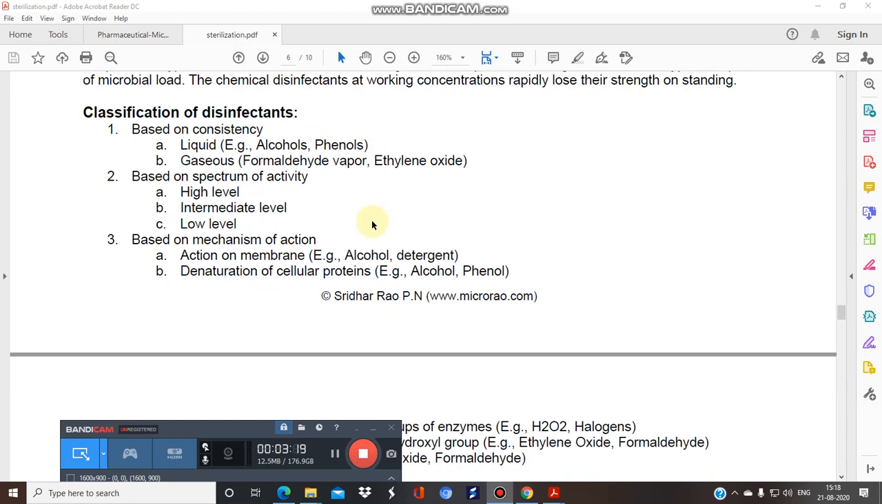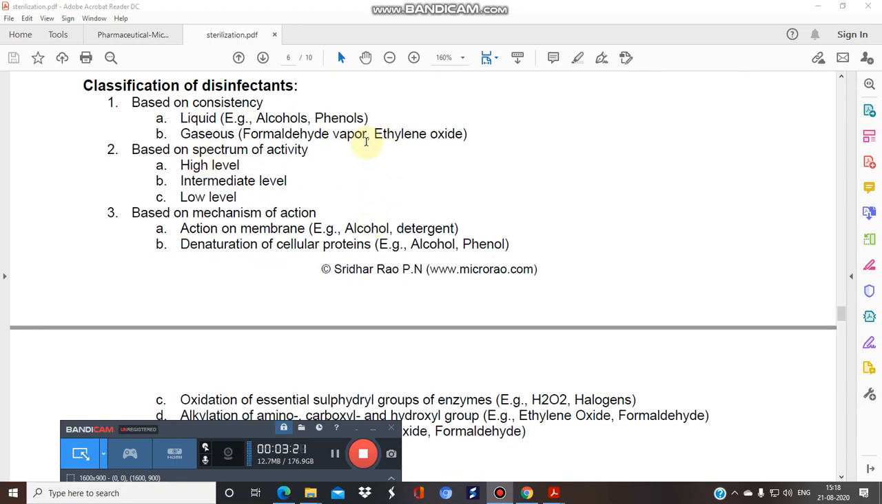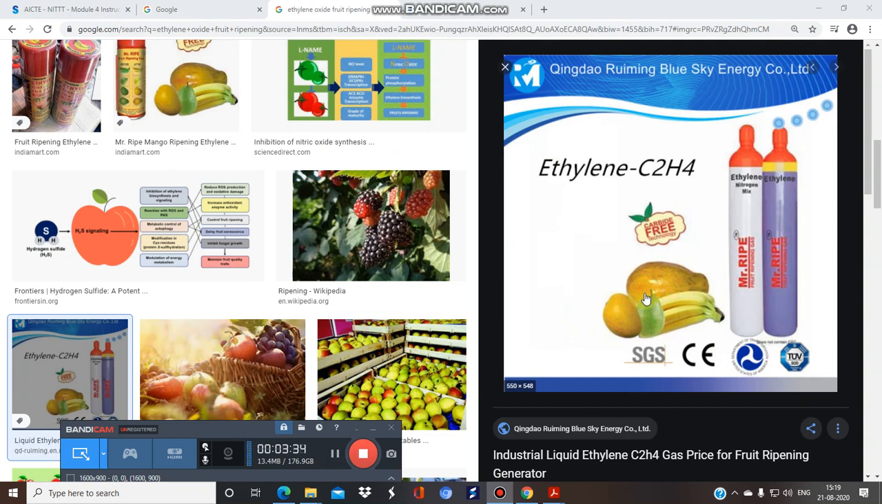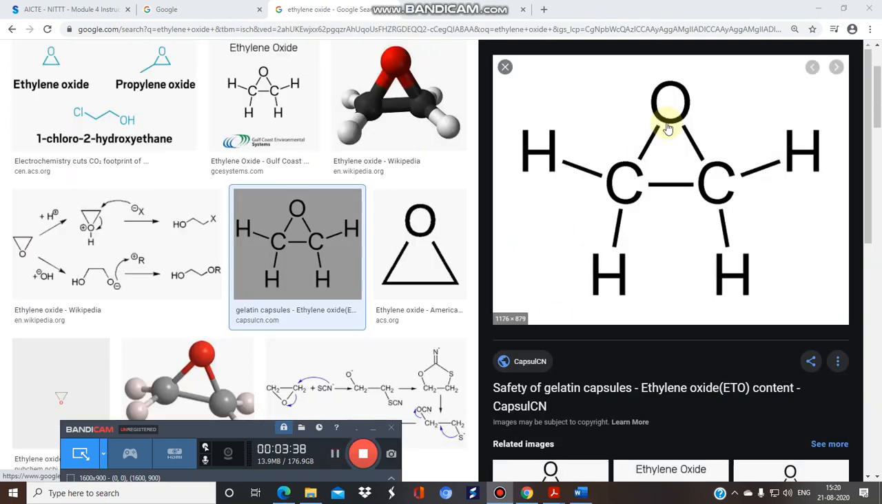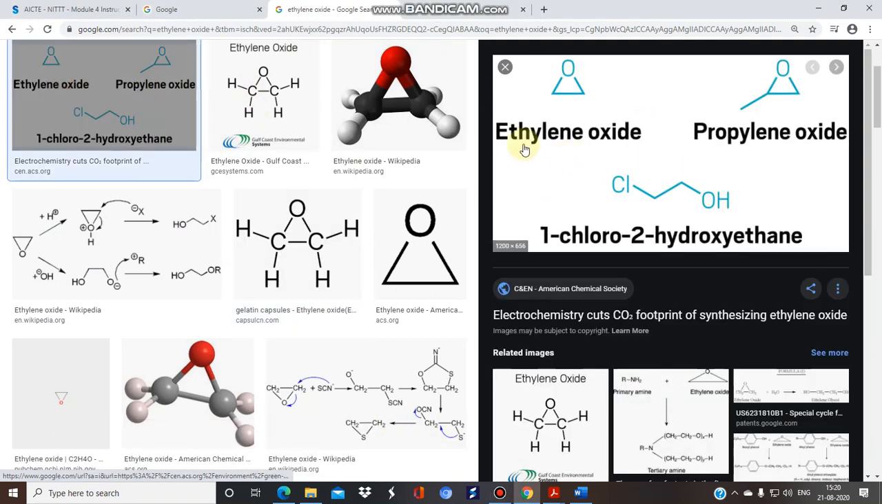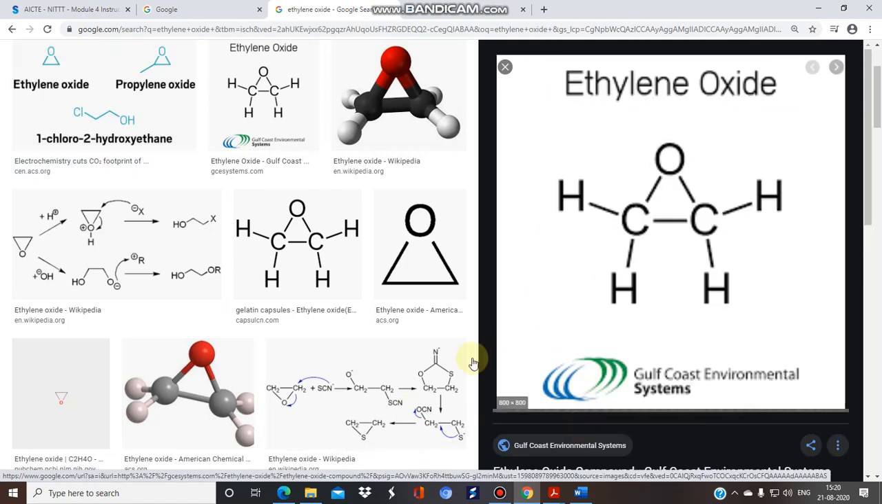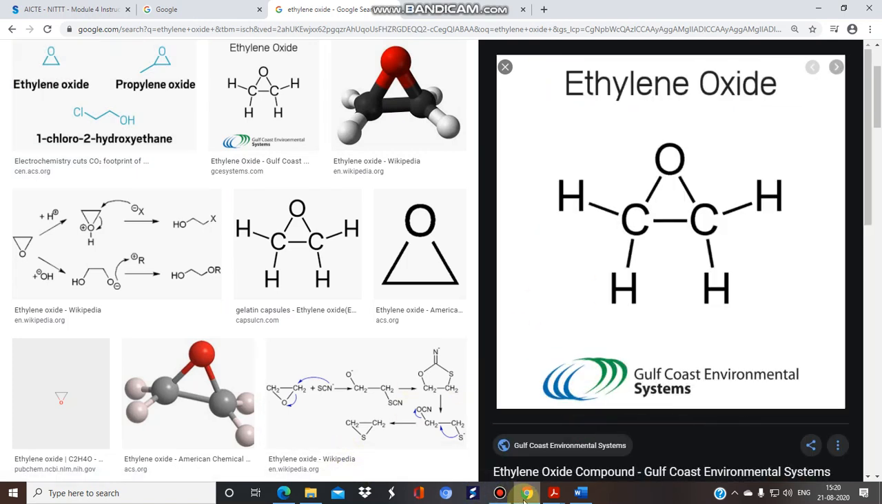Very important. Tell me where you have heard about this gas. Ethylene is also used in fruit ripening, as the gaseous hormone ethylene. Please see the structure of ethylene. Ethylene oxide is widely used as a disinfectant.